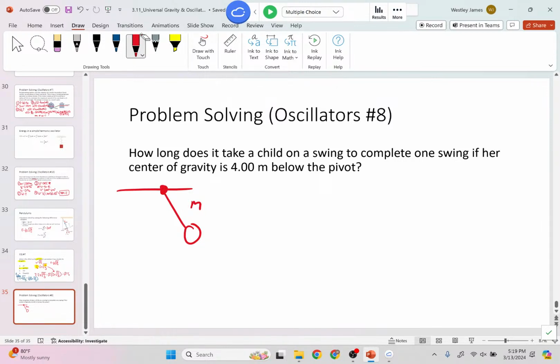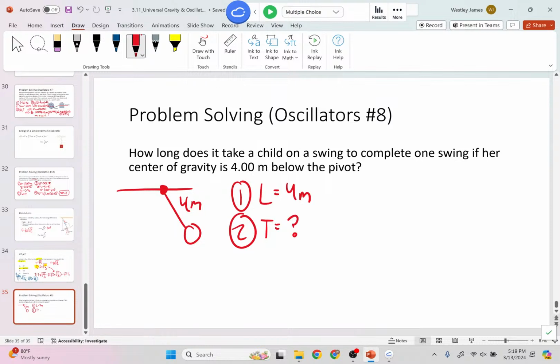The kid is 4 meters below where they wiggle. Yeah, 0.4 meters would be like the shortest swing ever. It wouldn't make sense; it needs to make sense. 4 meters is fairly reasonable. It's a little high, I guess. It's almost from here to the ceiling. Anyway, what's given? The length. What are we solving for?